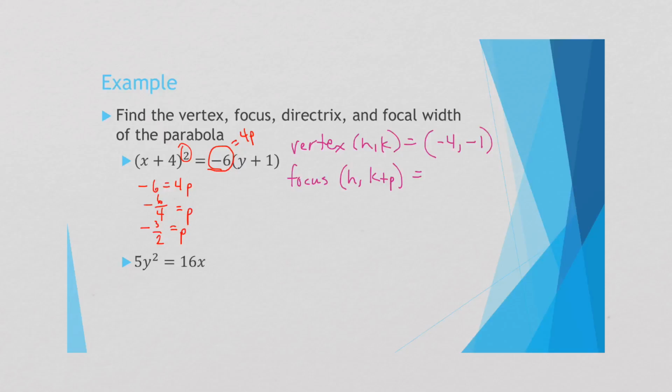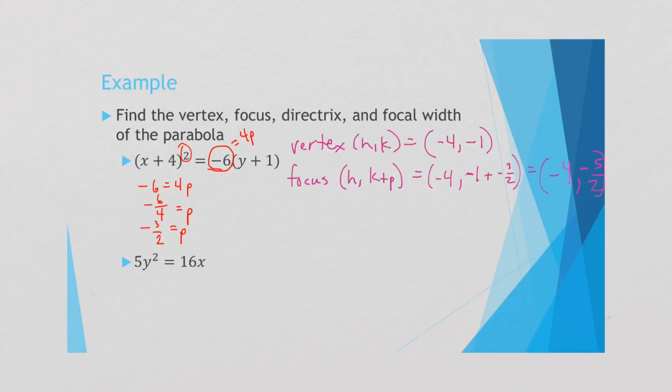So when I go to do my focus, my -4 stays the same, but then I have -1 plus -3/2. So my focus is -4, comma, -1 and -1/2 is -5/2. So that is the point where my focus is.